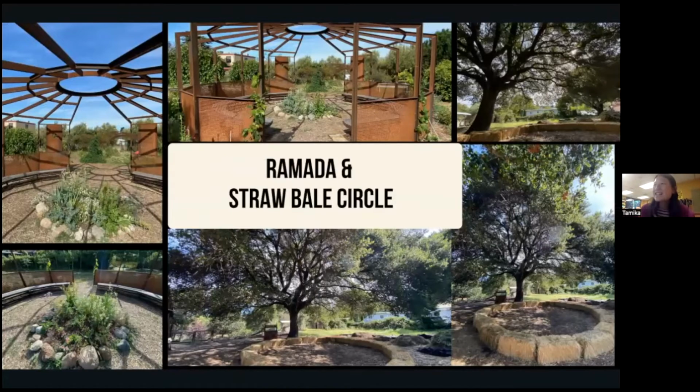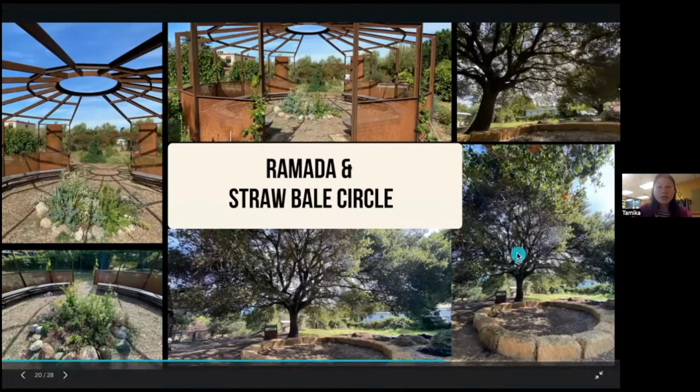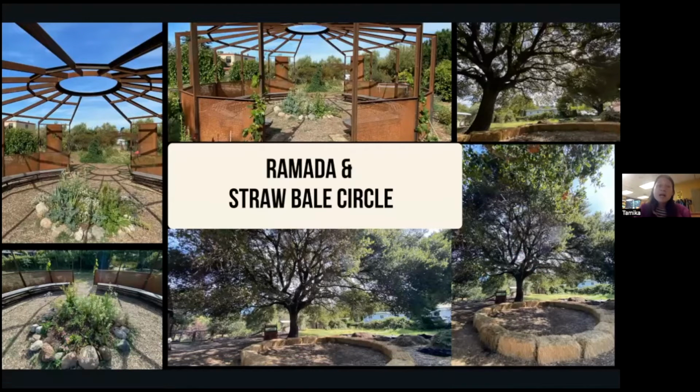All right. So our first space is the Ramada, which we started out with. And really the purpose of this space is to have a central gathering space. And so you can see here we have both the Ramada, which is our big metal structure in the middle of the garden, but we do also have the straw bale circle as another central gathering space. And a central gathering space is really important for us because it really emphasizes the importance of community building, and also is a great way to facilitate more instructional time experiences with students.